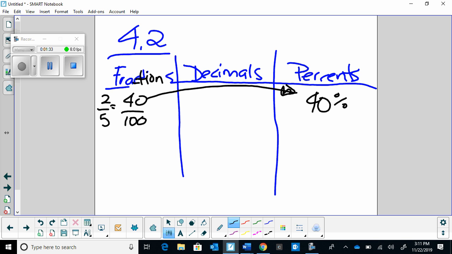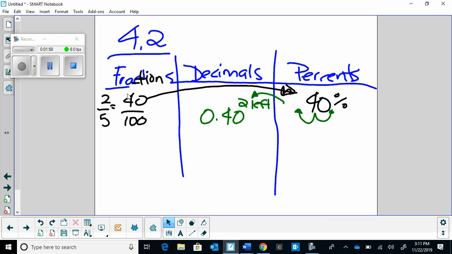Then if we're moving backwards, going from percent to decimals, we start with our decimal point at the end. For decimals, we move it 2 times to the left. So when I move that, my decimal becomes 0.40. So that's for fractions to decimals and percents.